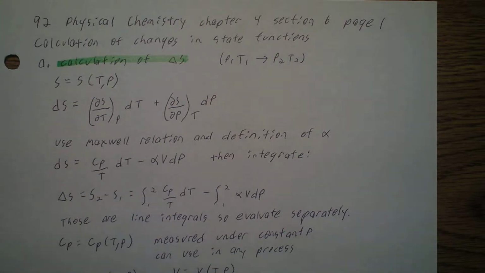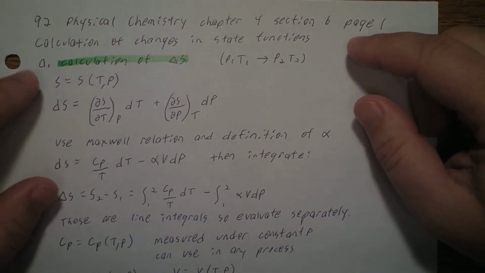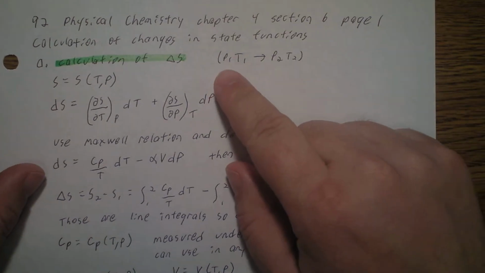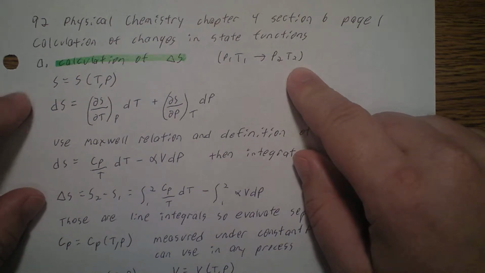Continuing on Physical Chemistry, Chapter 4, we're beginning Section 6 now. We're going to calculate changes in state functions. First, let's do a calculation of the change of entropy. Let's say we're going from a state with pressure 1, temperature 1 to another state with pressure 2 and temperature 2.